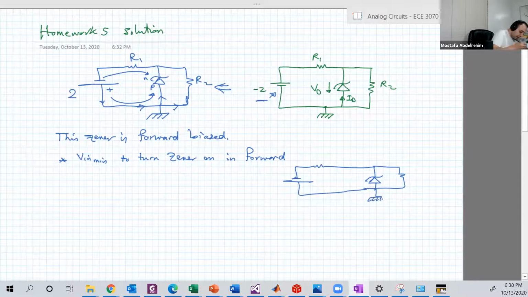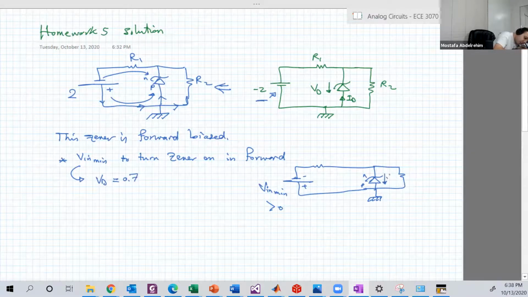Sorry, it's a very bad drawing. So this is the input minimum right now. And remember, this V input minimum is positive, and it's connected forward to the Zener. This will turn the Zener just on, in forward. So at that moment, at that input setting, VD is equal to 0.7, but ID is equal to 0. And ID flowing from B to N is equal to 0.